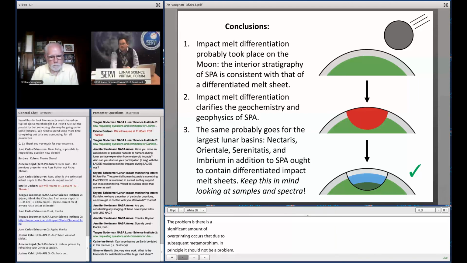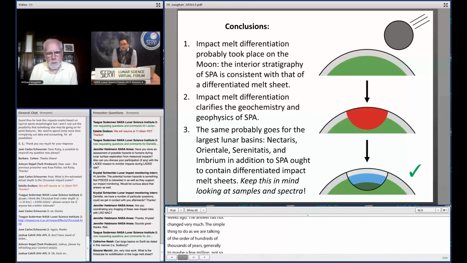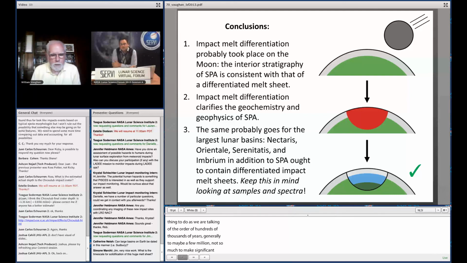Simone says, Jim, very nice work. What is the time scale for solidification of this huge melt sheet? Simone, this is a question we talked about in my office just a couple of weeks ago, and the answer hasn't changed very much. I think the simple thing to do is we're talking of the order of hundreds of thousands of years, generally to maybe a few, several million, but not so much to make a significant confusion related to multiple ages, et cetera. So I think it would be something of the order of less than a few million years, which would be a really nice age to be able to get for something like SPA.